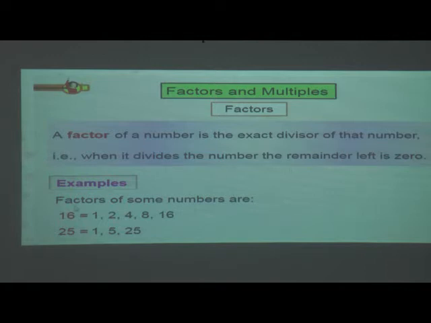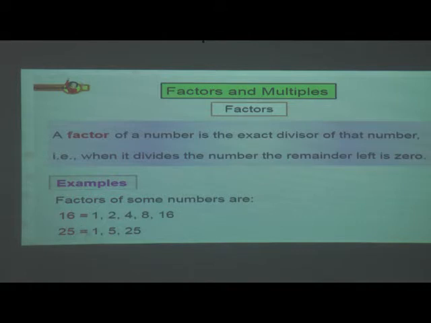For example, factors of some numbers are, let us take example 16. We have the factors like 1, 2, 4, 8 and 16. Let us see how we got these factors. 1 16 is 16, 2 8s are 16, 4 4s are 16, 8 2s are 16 and 16 1s are 16. So, these are the factors of 16.